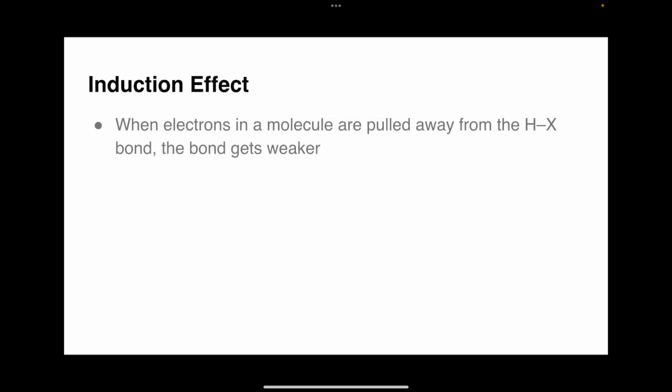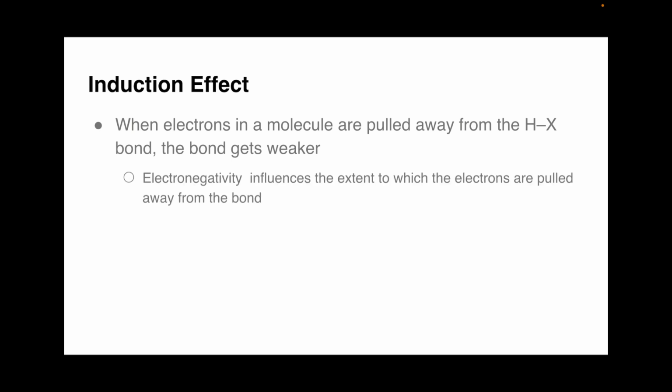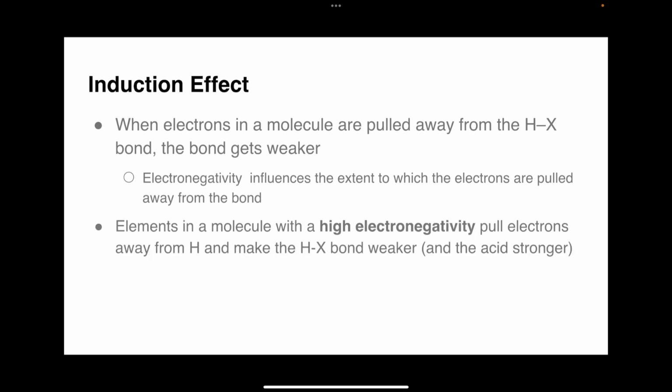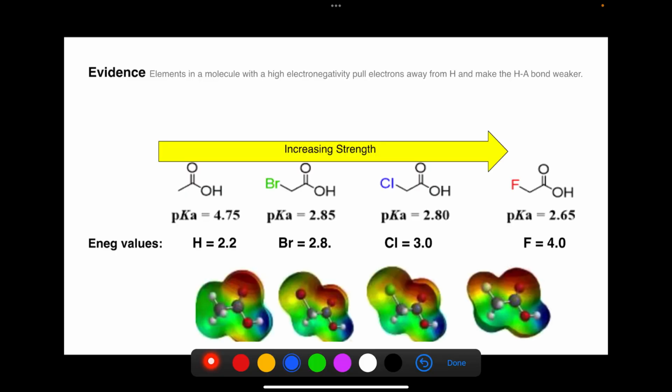Well, the induction effect tells us that when electrons in a molecule are pulled away from the HX bond, that bond gets weaker. Since we just said electronegativity influences the extent to which the electrons are pulled away from that bond, we can conclude that when a molecule has a highly electronegative element in it, the electrons will be pulled away from the HX bond and therefore make that bond weaker and the acid stronger.